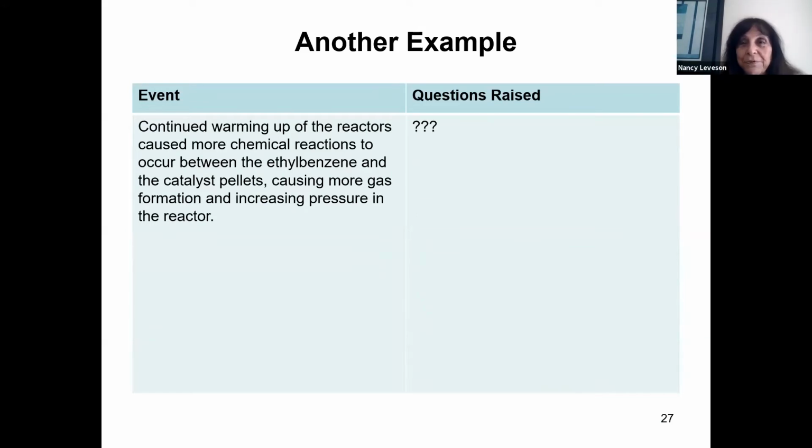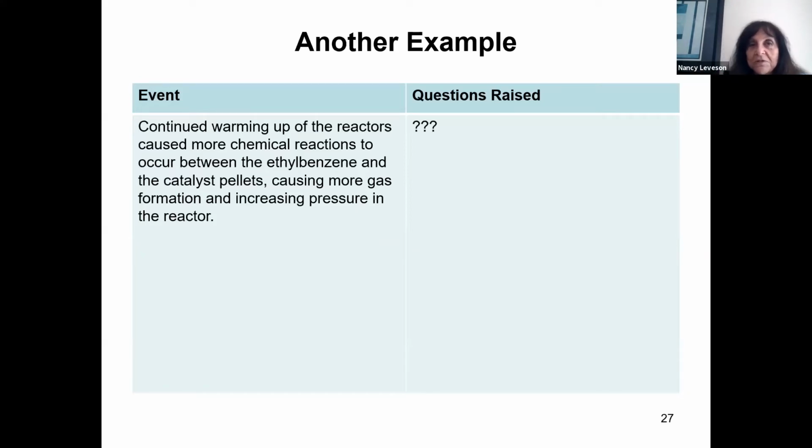Here's another example, same accident. Continued warming up of the reactors caused more chemical reactions to occur between the ethylbenzene and the catalyst pellets. This is the one I told you about Monday, where they didn't think they had any chance of chemical reactions. But anyway, the continued warming up of the reactors caused more chemical reactions to occur between the ethylbenzene and the catalyst pellets, causing more gas formation and increasing pressure in the reactor. Now, this seems like just a statement of fact, and that's it.